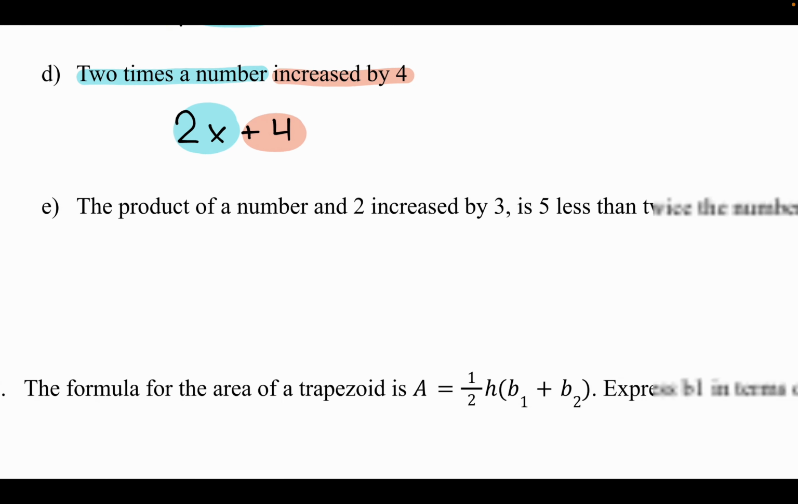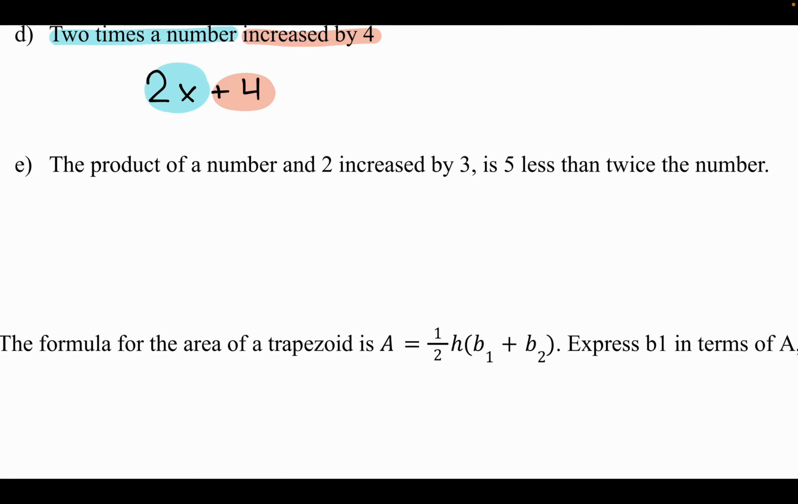The last one is a little longer. We have the product of a number and 2 increased by 3. So let's start highlighting. Product of a number and 2 increased by 3 is equal to 5 less than twice a number.